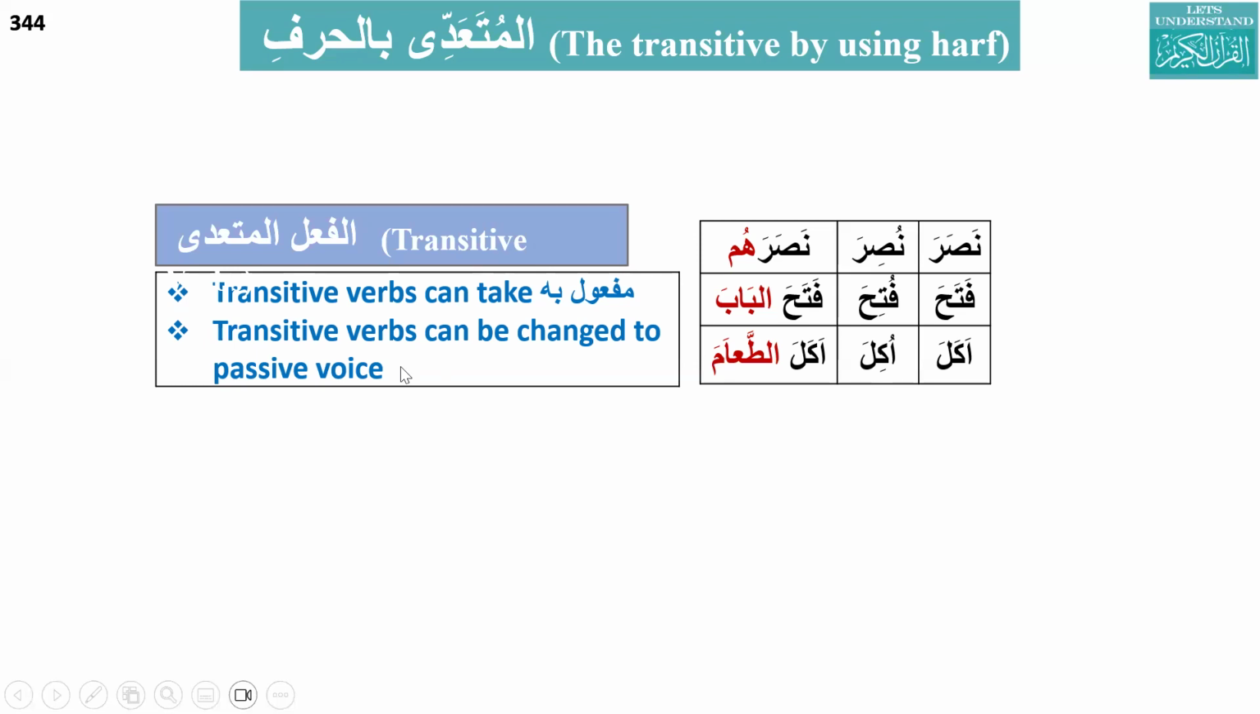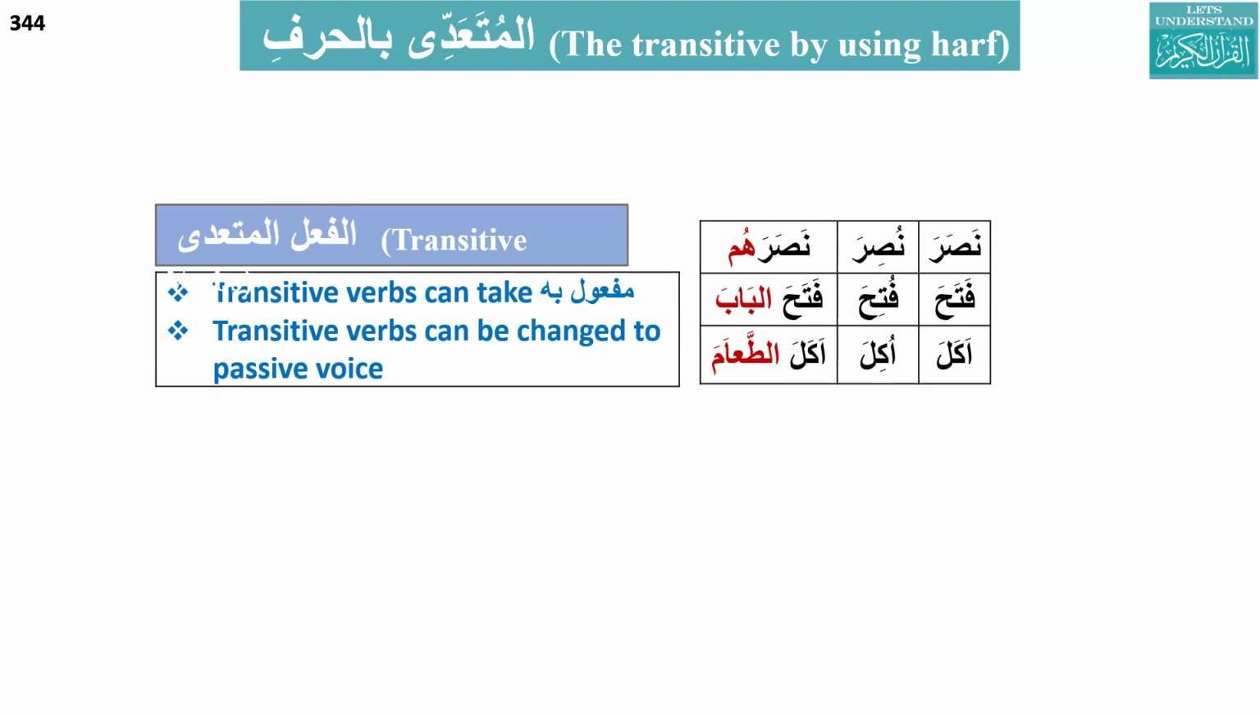Easily. He was helped. So nasara, fataha, akala, all these are transitive verbs, meaning al-fi'lul muta'addi. So how do we remember a transitive verb? Number one, they can take maf'ul bihi. Number two, they can change into passive voice. Example, we have nasara, nusira, fataha, futiha, akala, ukila.